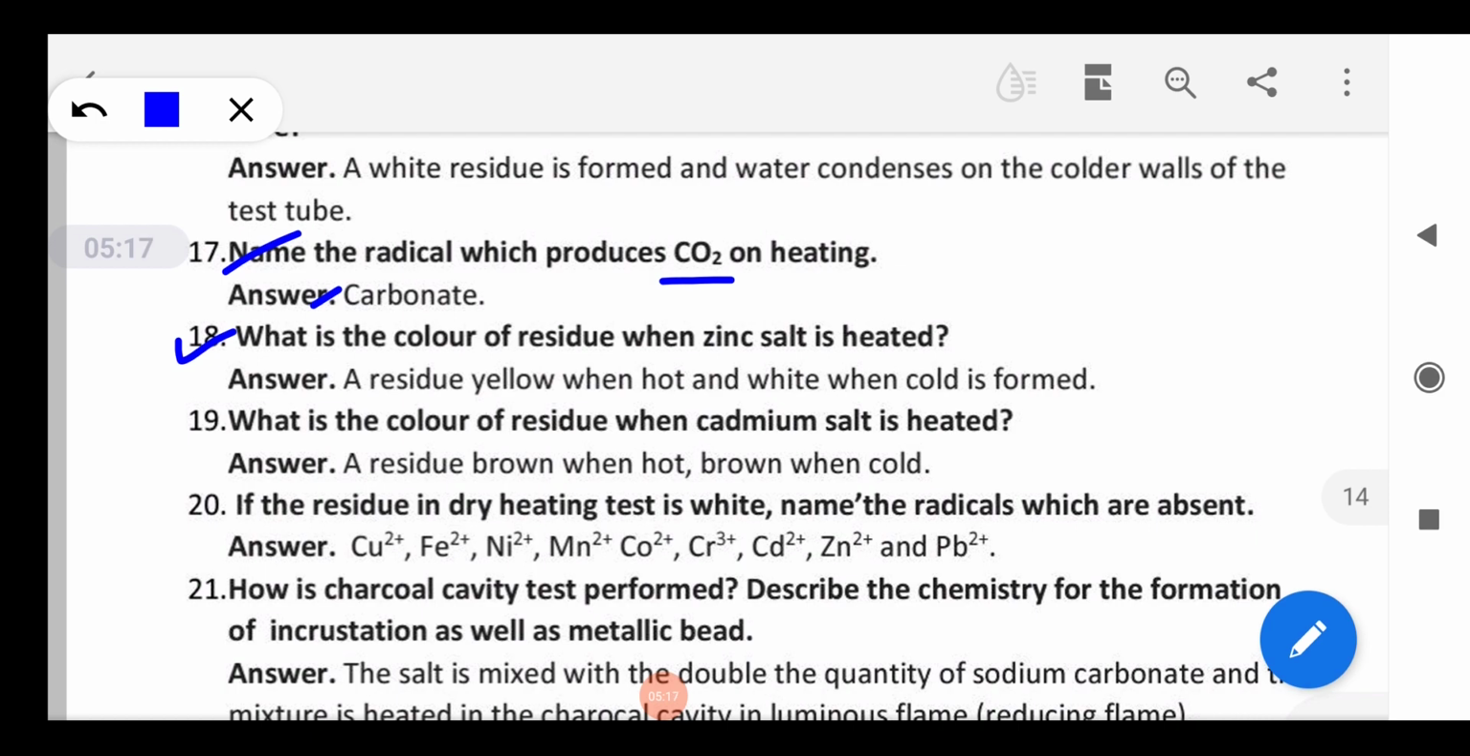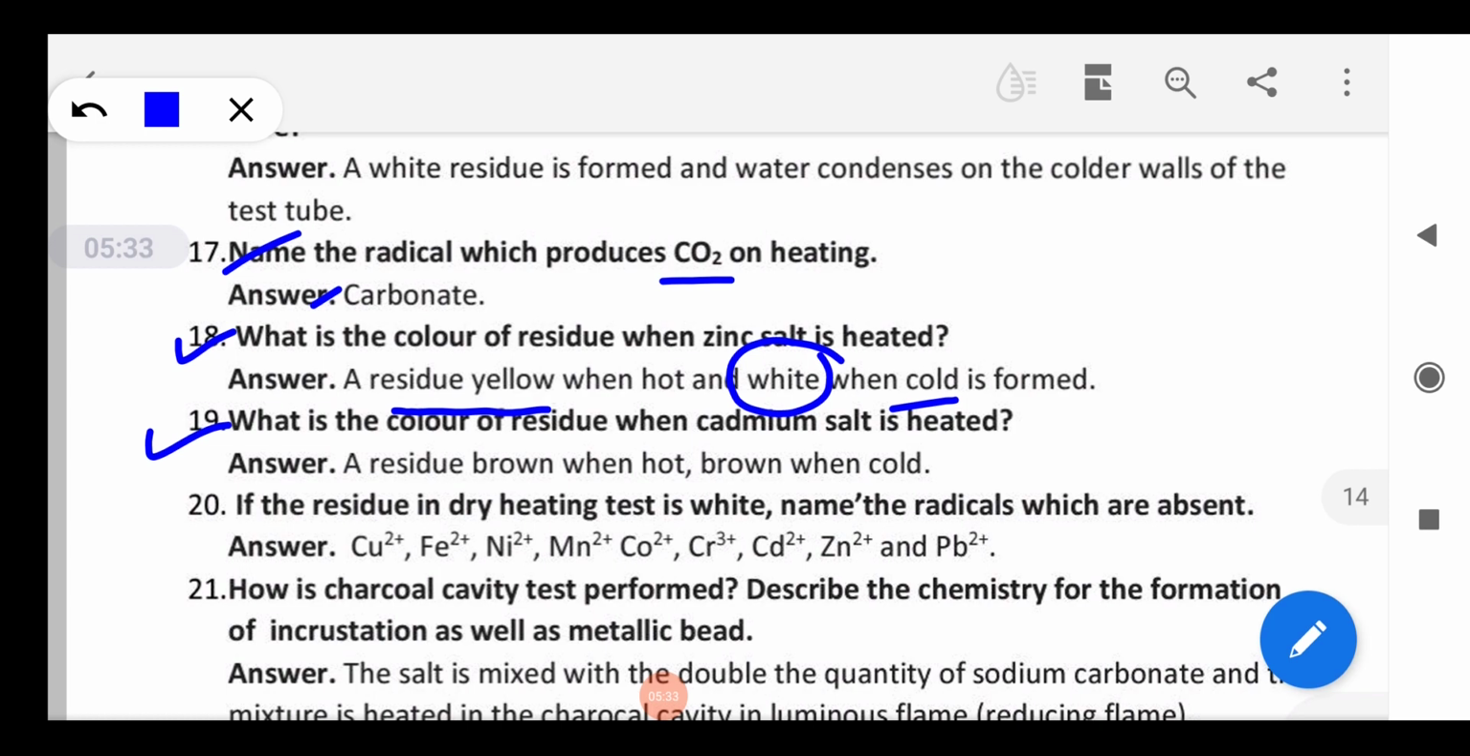What is the color of the residue when zinc salt is heated? When zinc salt is heated, a yellow residue is obtained, but as it turns cold, it changes into white color. What is the color of the residue when cadmium salt is heated?